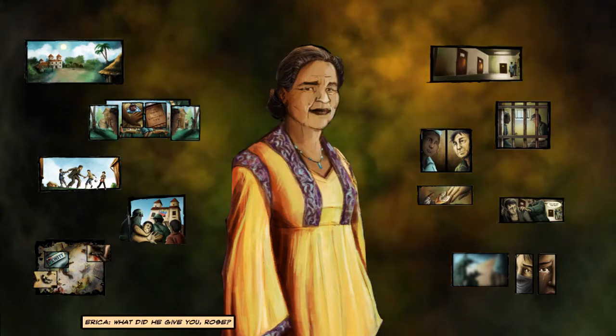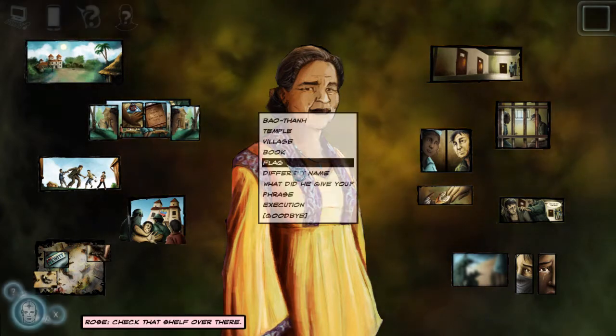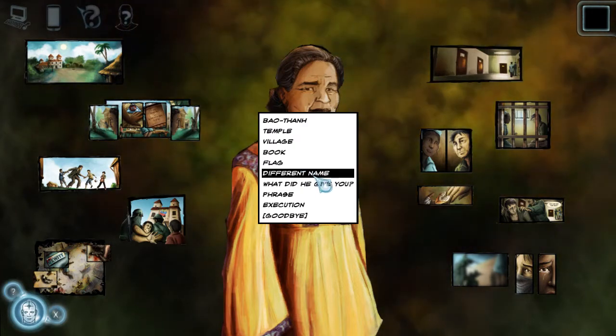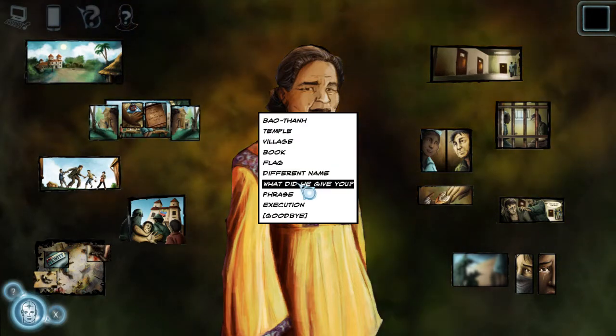What did he give you, Rose? Check that shelf over there. Okay. And by clicking on these, you're actually going to have new hotspots when you get out of here.